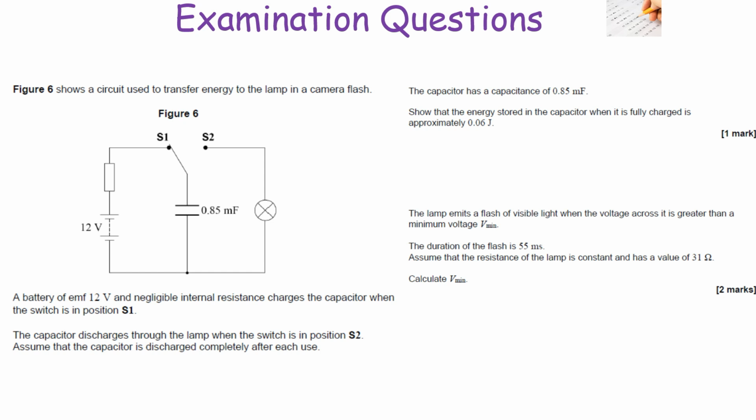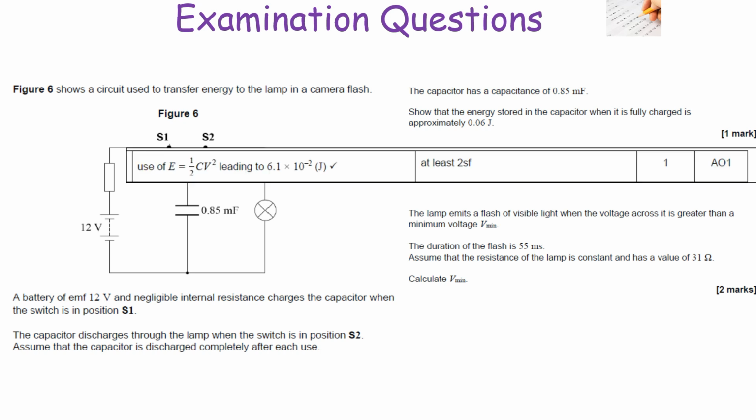Right, in this first question, you're working out energy, but you've been given capacitance in the question, and you know what V is. It's 12 from the information given in the question. So we say E equals a half CV squared, so you get 6.1 times 10 to the minus 2. Remember to convert millifarads into farads by multiplying by 10 to the minus 3.